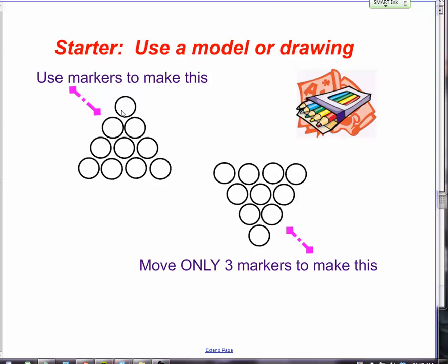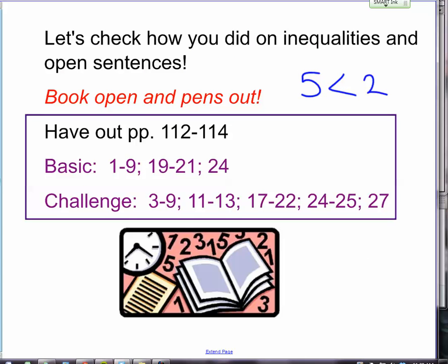Alright, so today we began with you guys using some markers, and you built this and you used a model to flip this triangle upside down. What you did is you moved the top one to the bottom, and then these two side ones to this row, and then you have 4, 3, 2, 1, and it looks like this. And we discussed why it's so much easier to use a model in this rather than a drawing. You don't have to keep erasing and drawing and erasing and drawing.